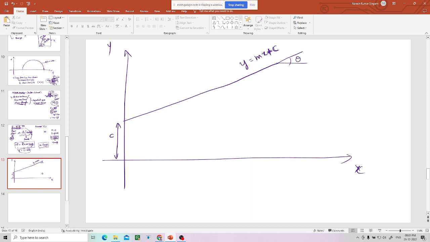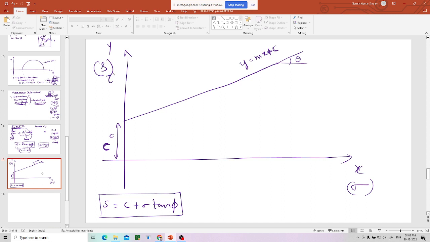I'll take it as cohesion, that is also c. Okay, I know the equation. What is the equation? S equal to c plus sigma tan phi is the equation of the shear strength. Now I'll take this as sigma, and I'll take this as shear strength S or tau. So I'll take this as cohesion. Then I'll take this angle as phi, and then it's over.